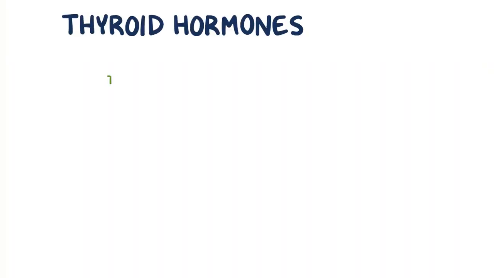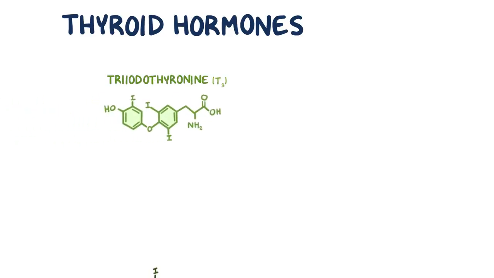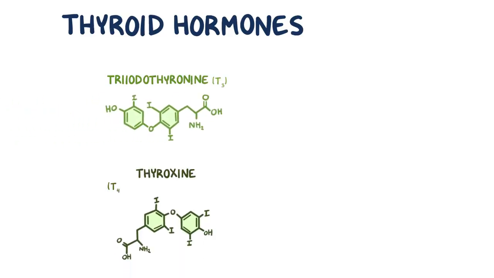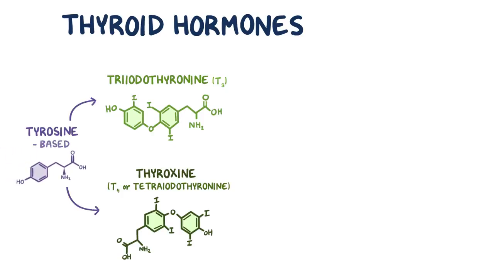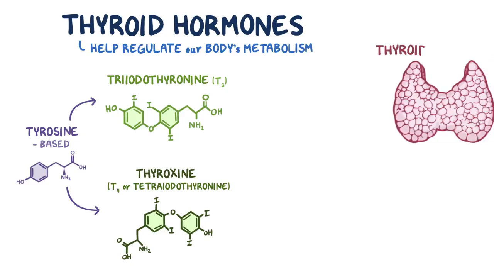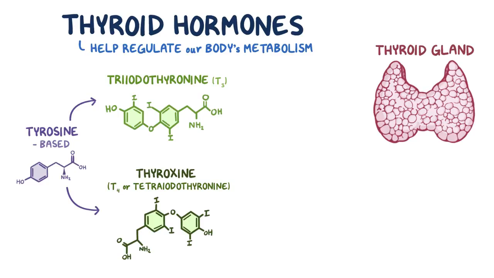Thyroid hormones are triiodothyronine, or T3, and thyroxine, also called T4 or tetraiodothyronine. They're two tyrosine-based, iodine-containing hormones that help regulate our body's metabolism. T3 and T4 are produced by the thyroid gland, which is located in the neck and consists of two lobes that look like two thumbs hooked together in the shape of a V.